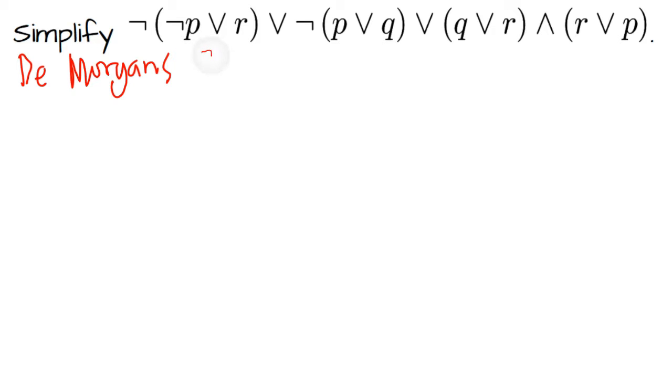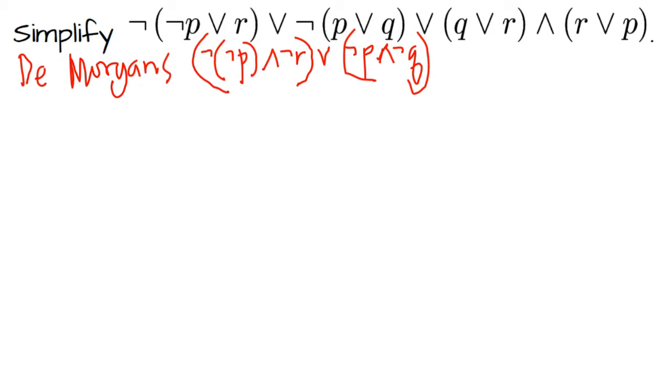So this will be the negation of P and not of R quantity, or so this is not of P and not of Q or Q or R and R or P.